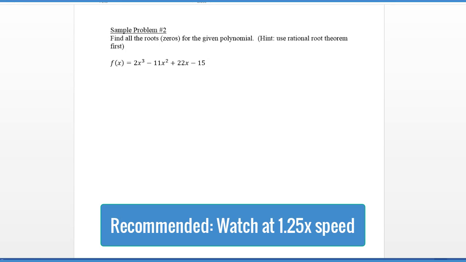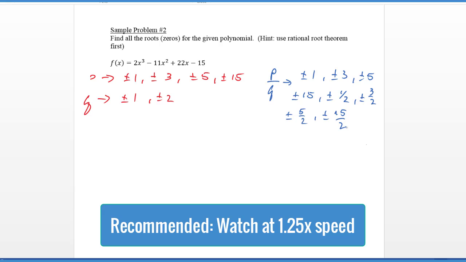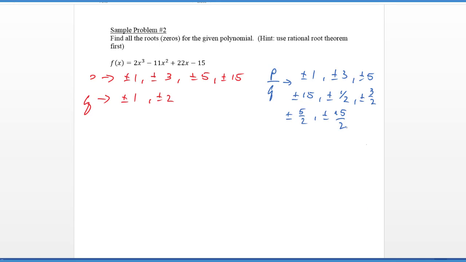Okay, for sample problem number 2, we'll start the same way. We'll try to find all of our rational roots first. So I'll go ahead and start that process. Okay, so now we have all of our possible rational roots. We have quite a large list here. So again, we'll use our calculator as a little bit of a guide.